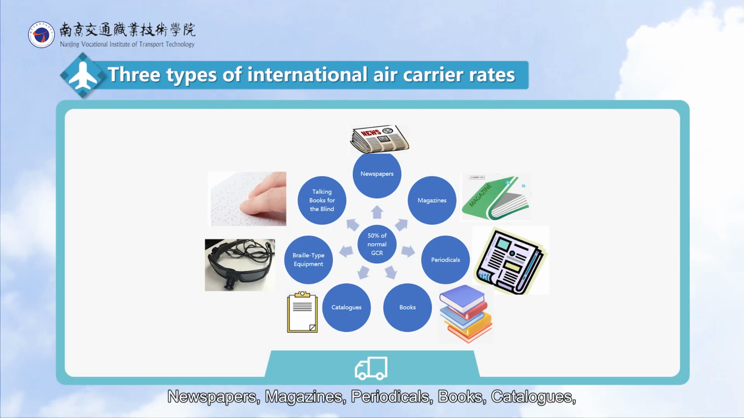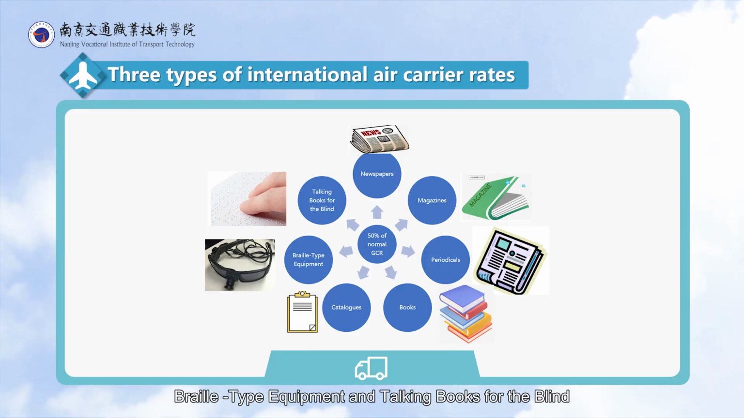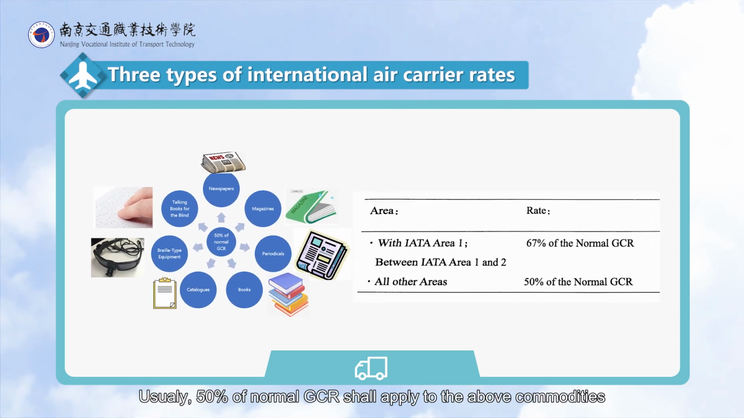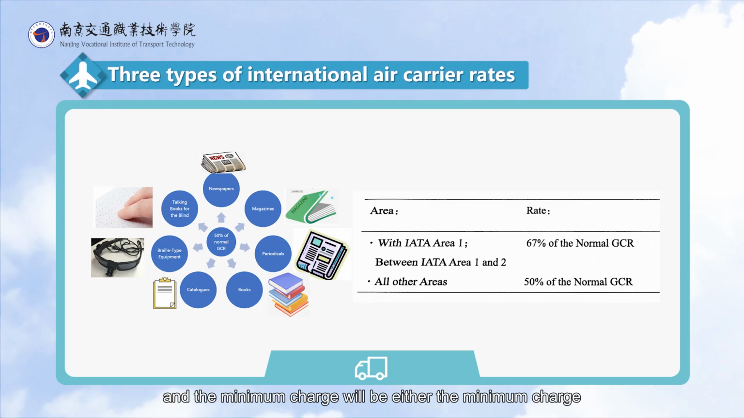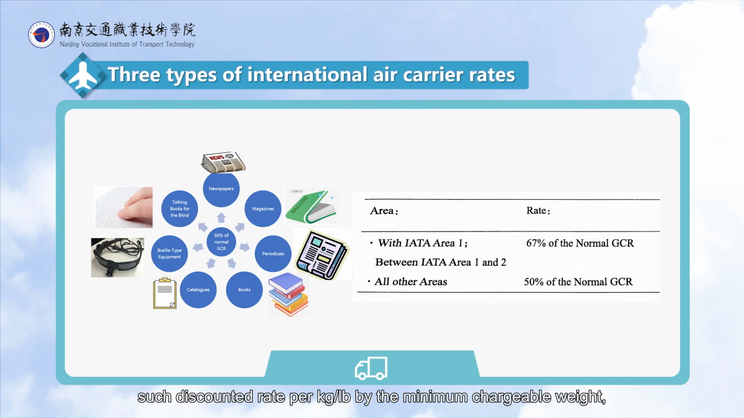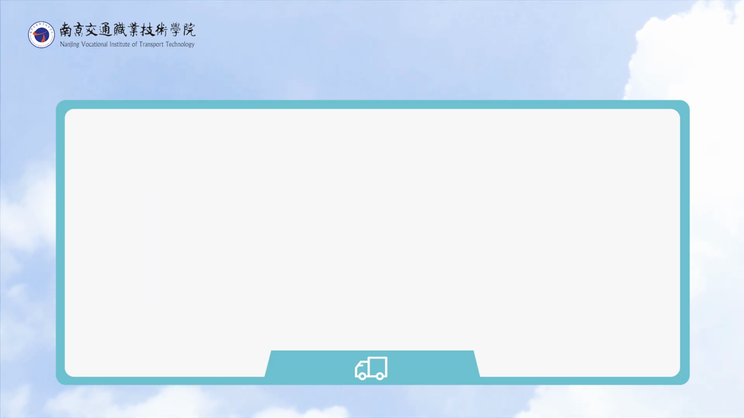Newspapers, magazines, periodicals, books, catalogs, braille type equipment, and talking books for the blind. Usually 50% of normal GCR shall apply to the above commodities, and the minimum charge will be either the minimum charge for the specified sector or the amount customers get by multiplying such discounted rate per kilogram or pound by the minimum chargeable weight, whichever is higher.